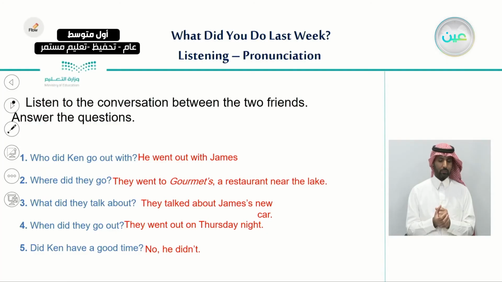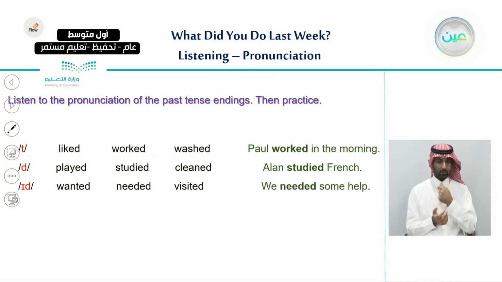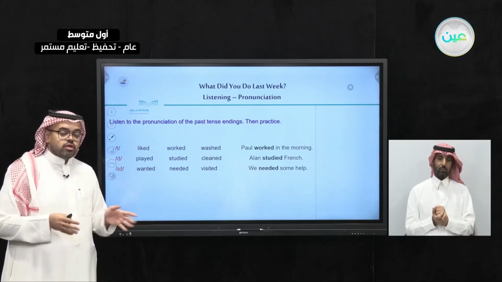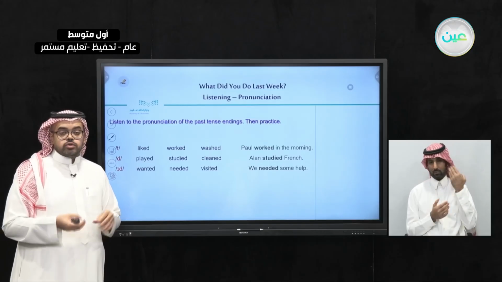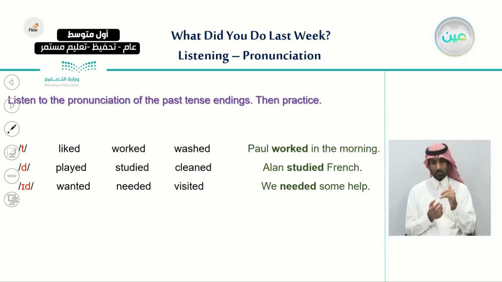Now, let us move on to the other part of our lesson today, which is pronunciation. Here we're going to listen to the pronunciation of the past tense endings, and then we're going to practice it. Here we have different words that end in ed in the past, but the pronunciation of each of these verbs is different. Let's listen to these verbs, and then I'm going to highlight how we can pronounce each of them. In the first list, we have the verbs liked, worked, washed.